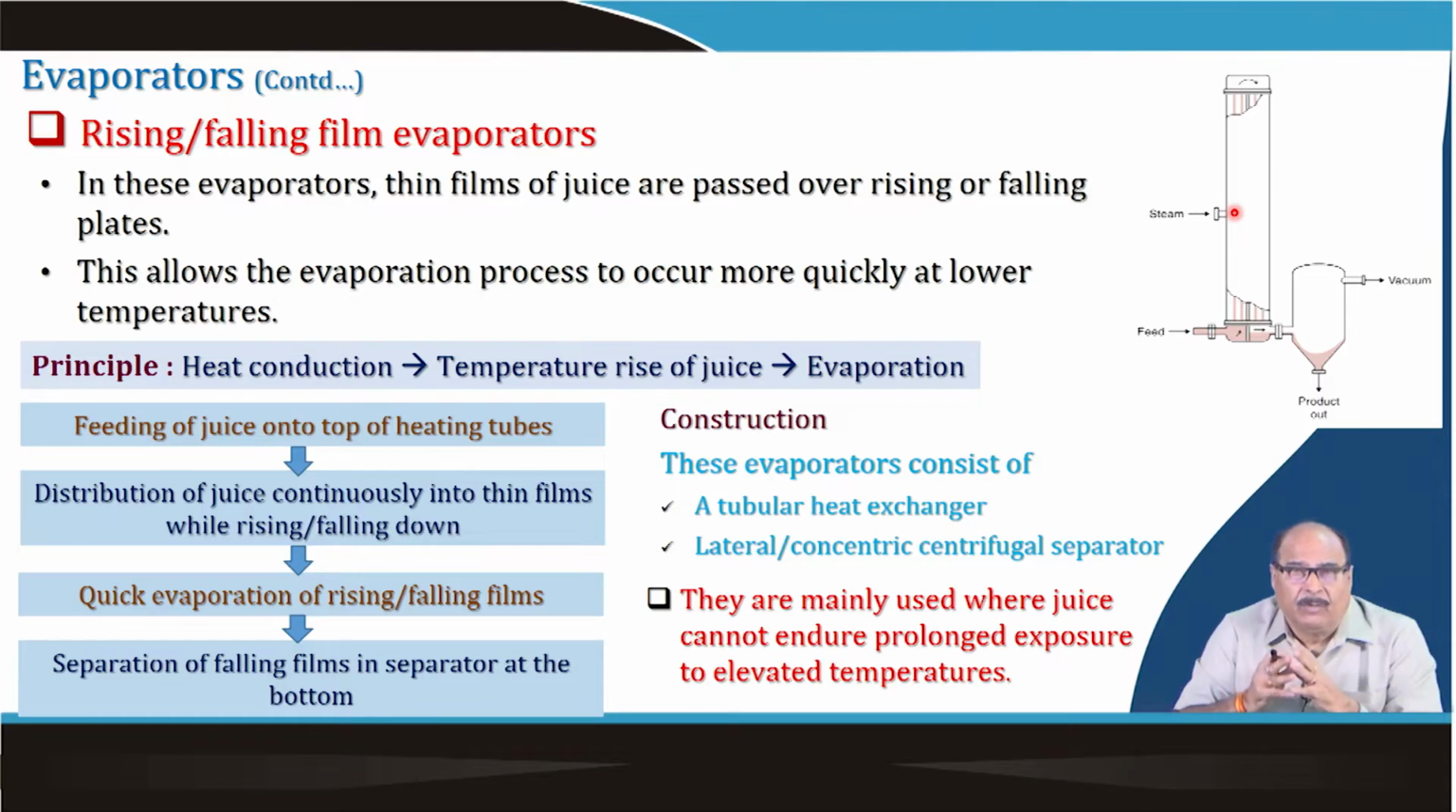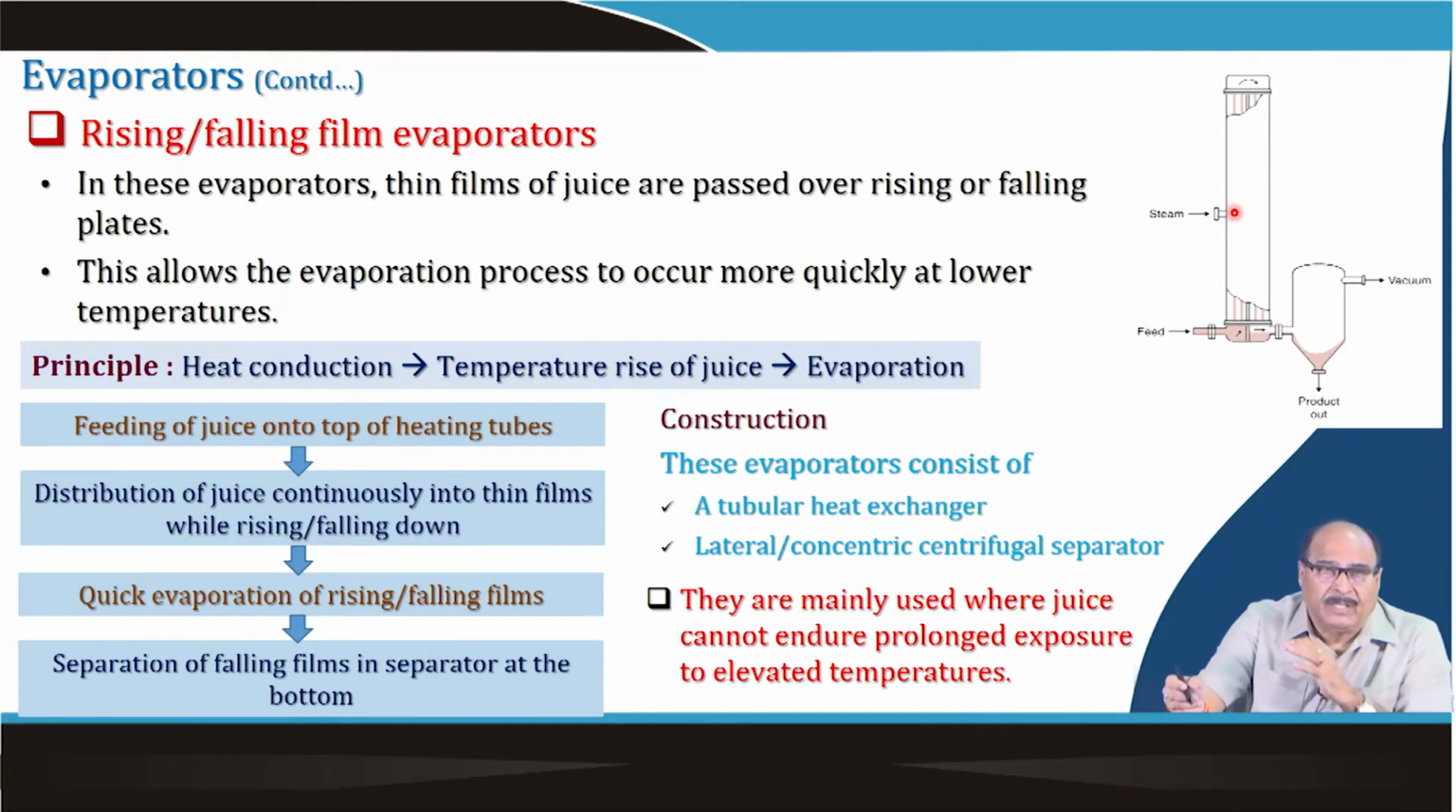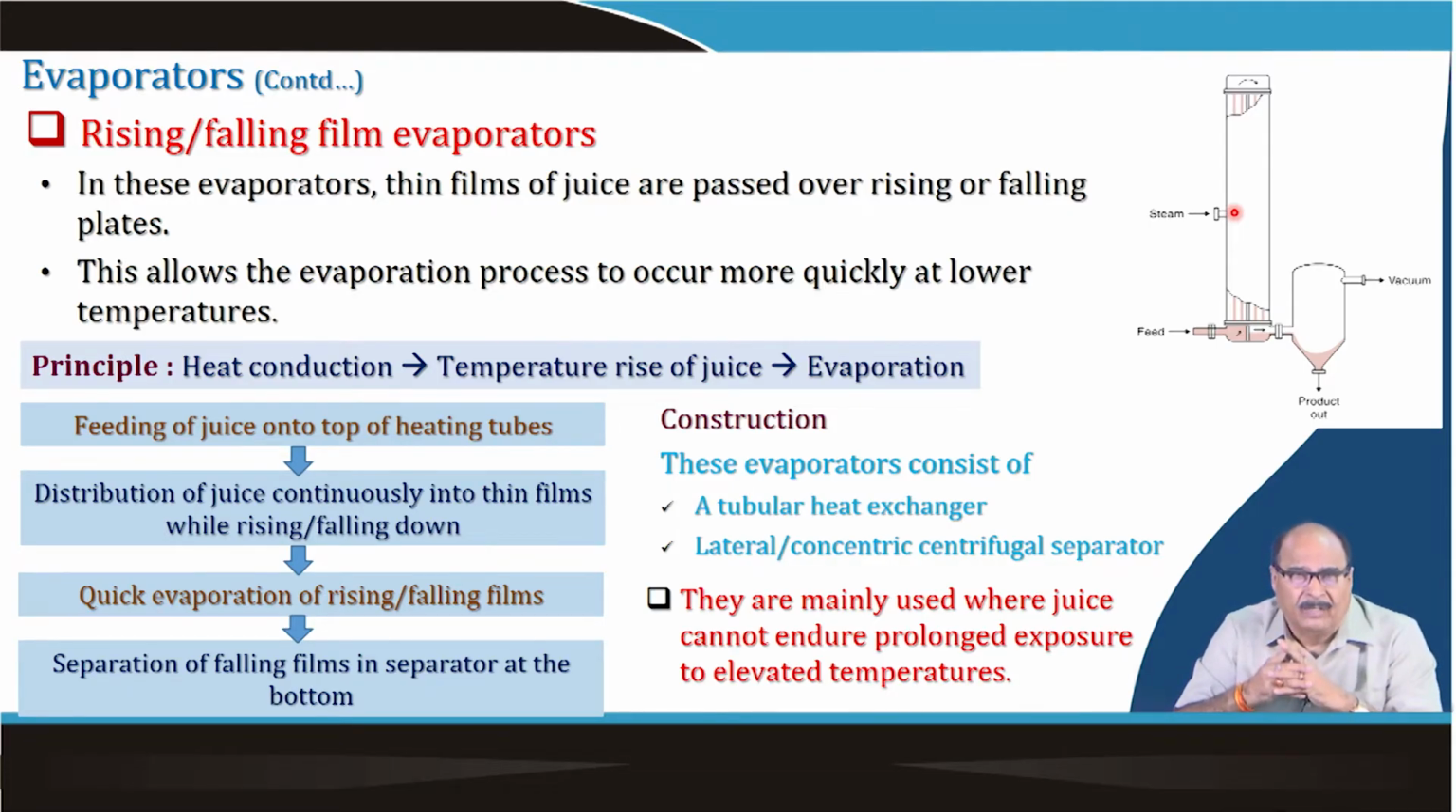These evaporators generally consist of a number of heat exchangers and lateral concentric centrifugal separators. These are mainly used where the juice cannot endure prolonged exposure to elevated temperature. So, in this type of evaporator, what is done? The juice is fed into the top of the heating tubes and distributed continuously into thin films, rising or falling, which results in quick evaporation, and there is separation of the films in the separator at the bottom.